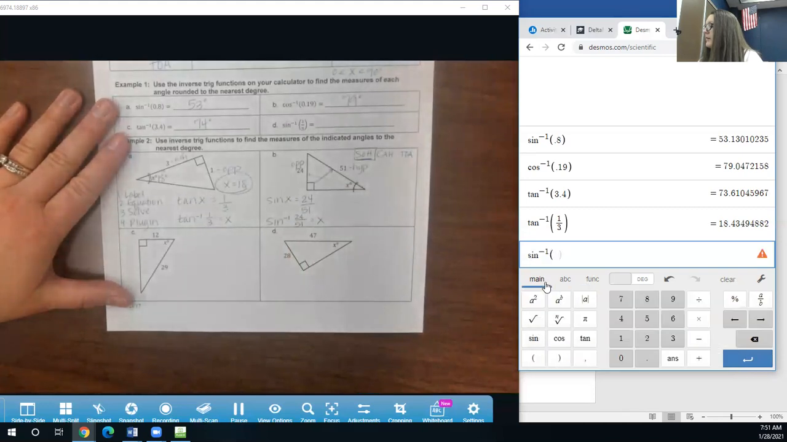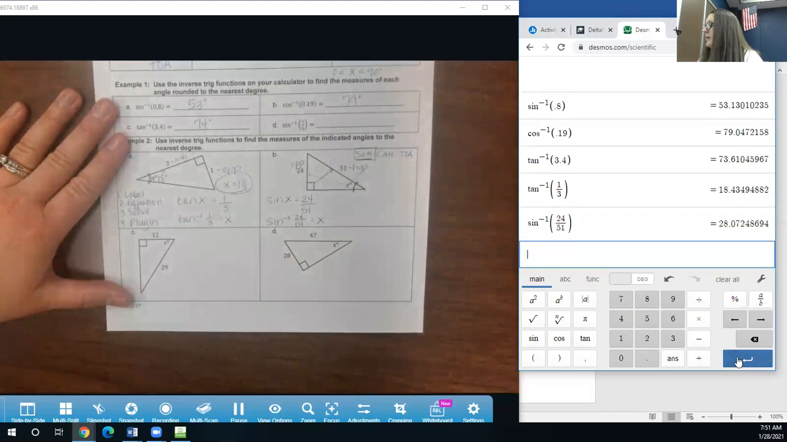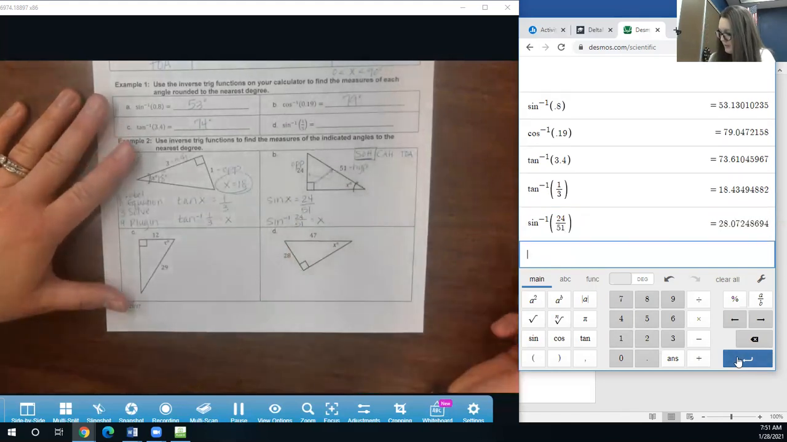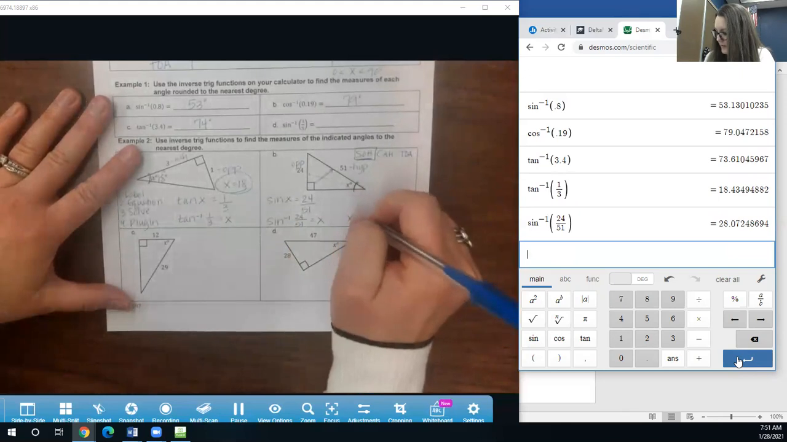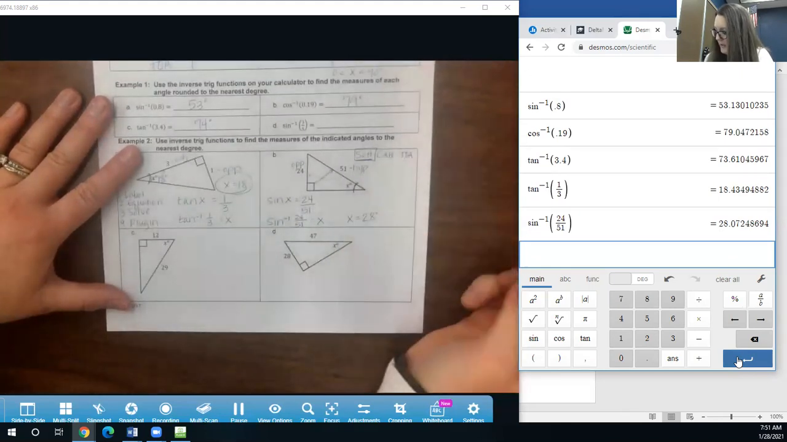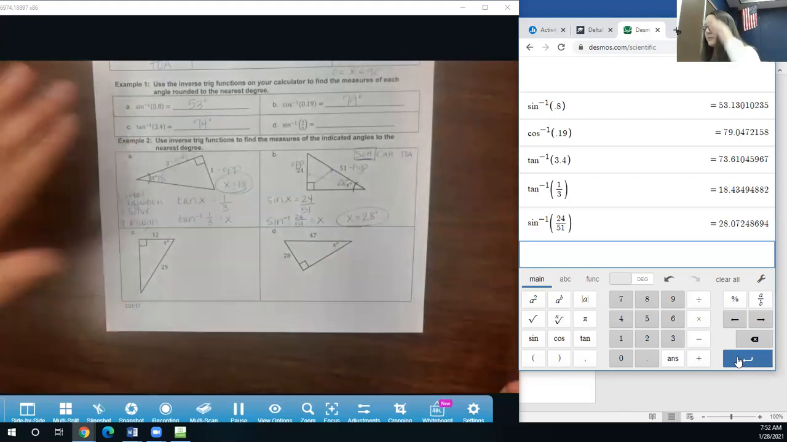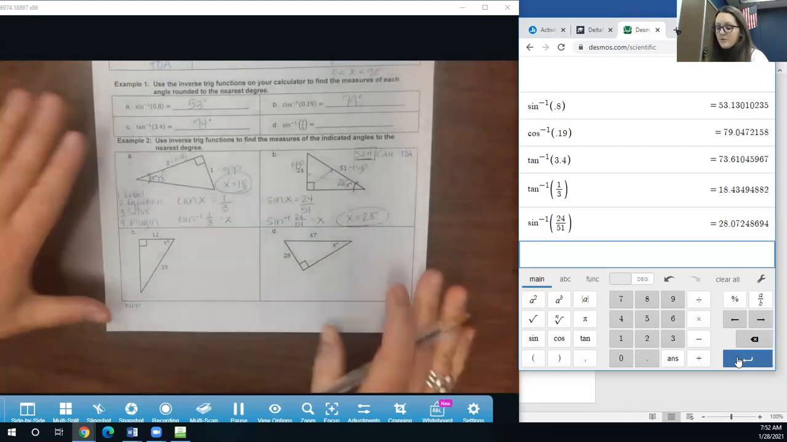Inverse sine of 24 divided by 51, and we get 28.07. Rounded to the nearest degree, that's a 0, so it's going to stay 28. Plug it back in, 28 degrees. Circle it so I know it's the answer. All right, awesome. Let's do the next one.